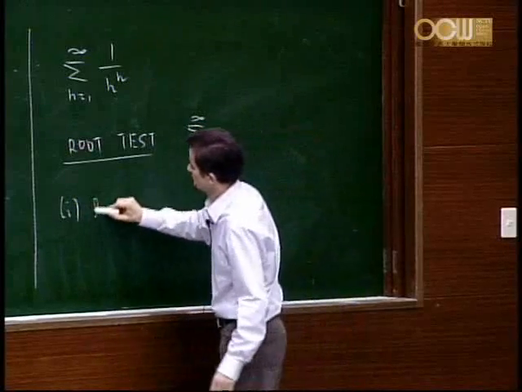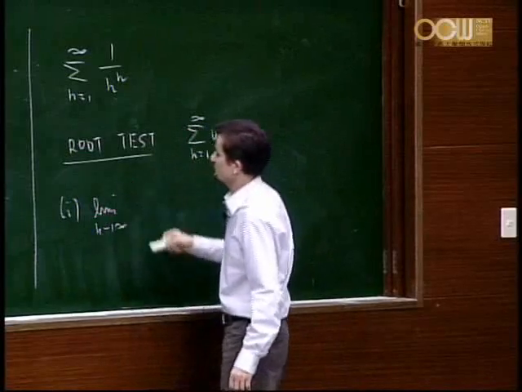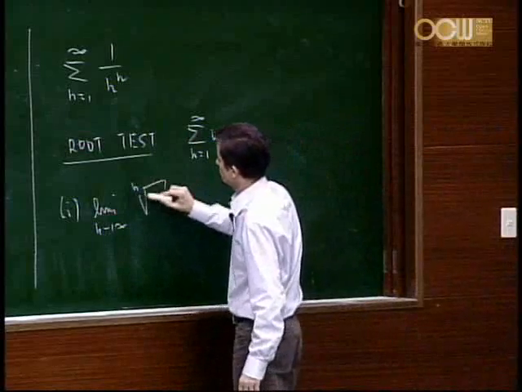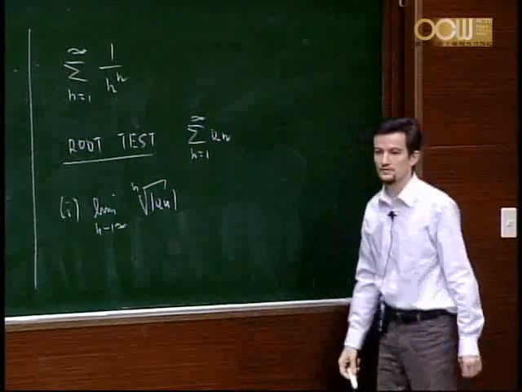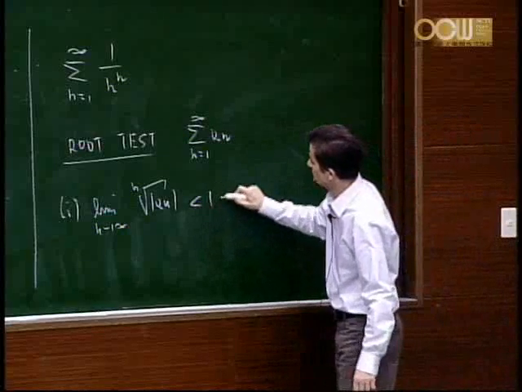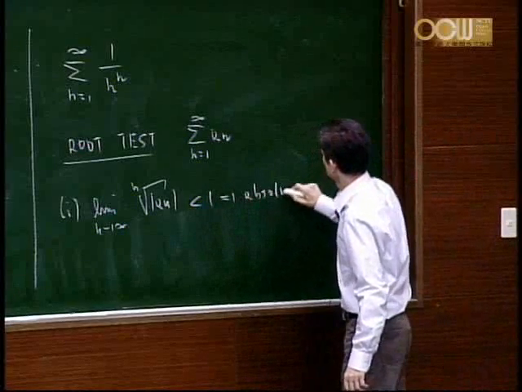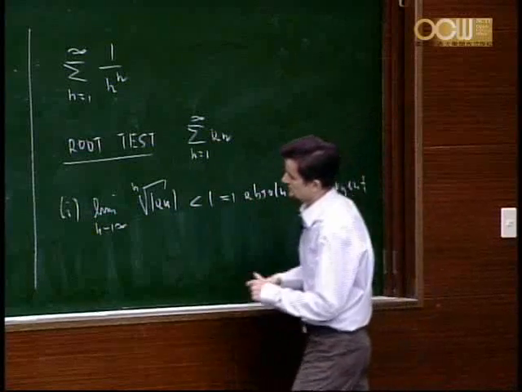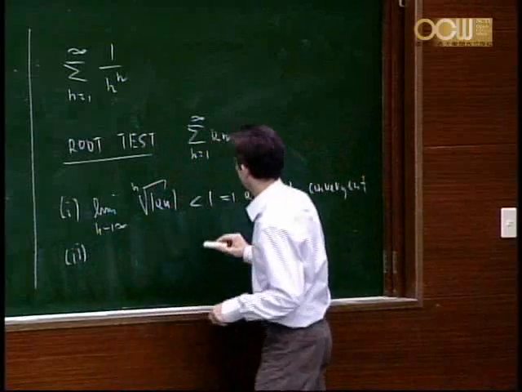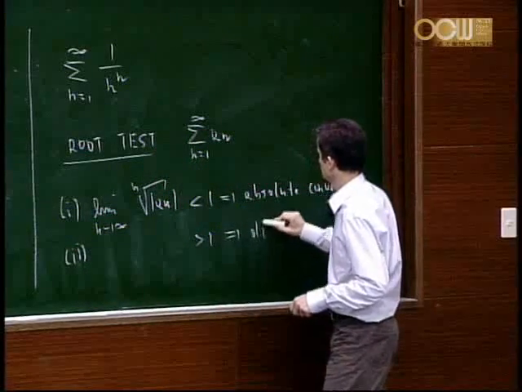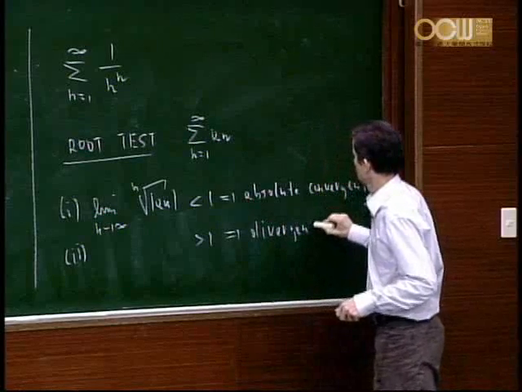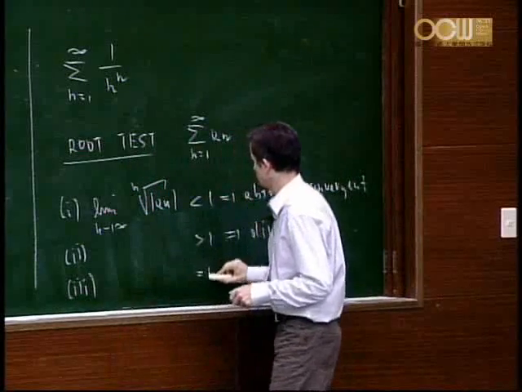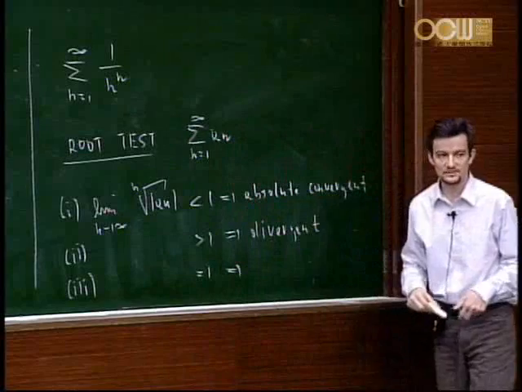The only thing is that you look at something different. Not at the ratio, you look at the nth root of the absolute value of a_n. Again, if this is smaller than 1, then you have absolute convergence. If this is larger than 1, you have divergence. And if this is equal to 1, you have nothing. I mean, you have no decision.